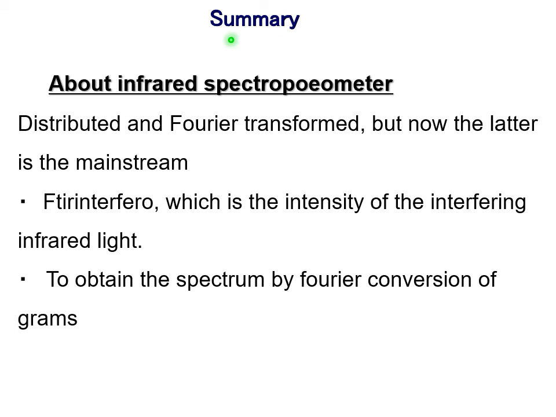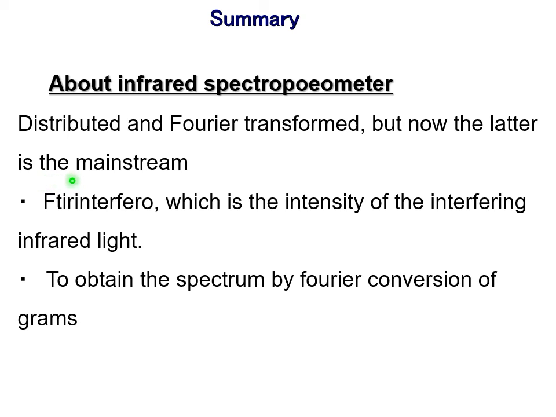Finally, I will summarize the contents of today's class. Today, I explain the mechanism of the infrared spectrophotometer. Infrared spectrophotometers are available in dispersive and Fourier transform types. However, because the Fourier transform type has more advantages, the Fourier transform type is now the mainstream, and the dispersive infrared spectrophotometer is rarely used.